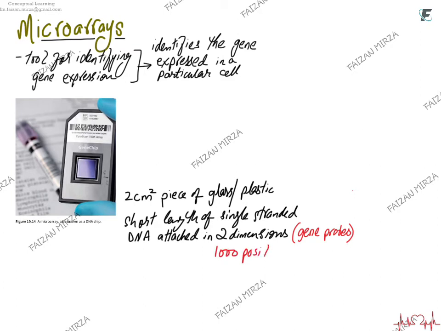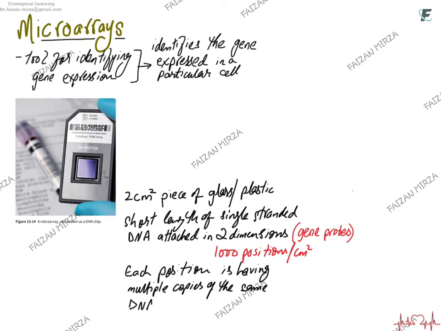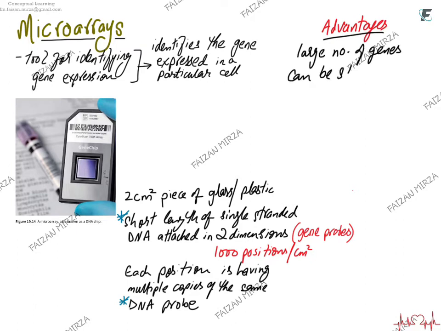There are as many as 1,000 positions of gene probes attached per centimeter squared area of this gene chip. Each position has multiple copies of the same gene probe. I showed you 2 copies of the same gene probe in the previous slide, but actually there is an extensive number of the same gene probes at the same position. What you do is add your DNA here, and you just see whether the two sources have the same DNA, or what the difference is.